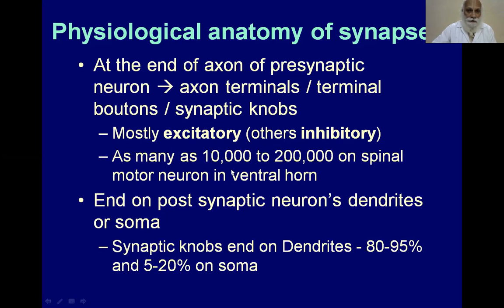You will find about 10,000 to 200,000 synapses on a spinal motor neuron, depending on the spinal cord. So a large number is available. On the postsynaptic neuron, the synapses are mainly on dendrites and soma. Synaptic nerves end on dendrites mostly, 80 to 95%, and then some 5 to 20% on the soma. So dendrites receive most of the information in the postsynaptic part.